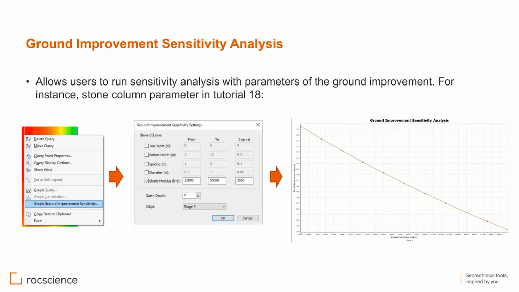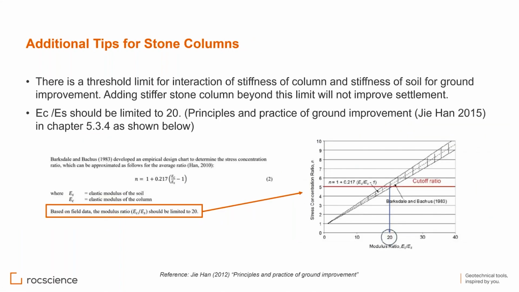You can also apply ground improvement sensitivity analysis, which allows users to run sensitivity analysis with parameters of ground improvement, for instance stone column parameters in tutorial 18. You can see on the right, if you right click on the query point and select this option, it allows you to plot different settlements over the parameters that you define. So let's say you have a stone column modulus ranging from 25,000 to 50,000 in increments of 2,500. How much settlement would I be improving over the range of values that you choose for this specific parameter? And you can also do so with spacing, diameter, top depth, and bottom depth of the stone columns. So it makes it much easier for you to analyze what your intended target is.